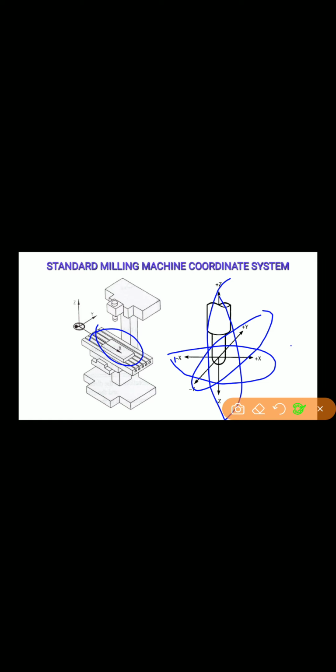This is the Y plus and the Y minus when the cutter moves up and down, and this is the Z. If you are talking about Z plus, this makes the tool move away from the workpiece, and if you are talking about minus Z, it moves towards the workpiece. The X, Y and Z axes all approach the same points.